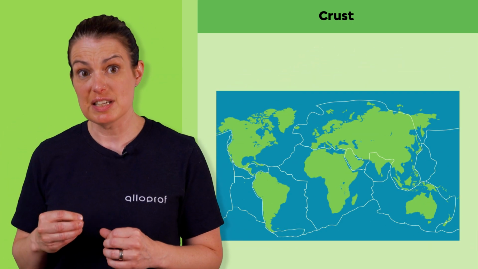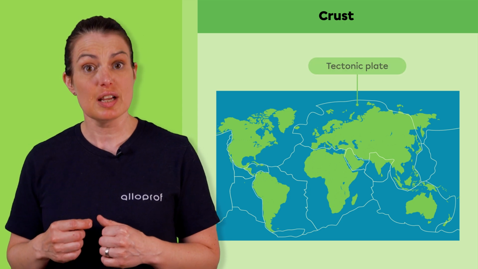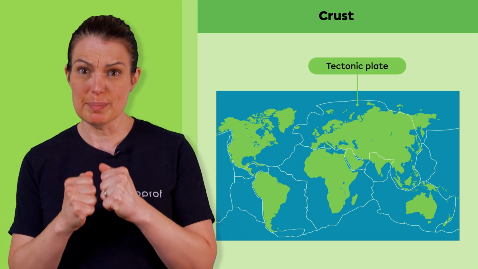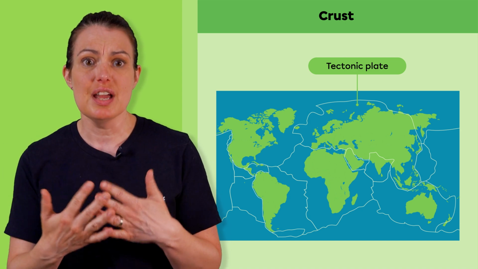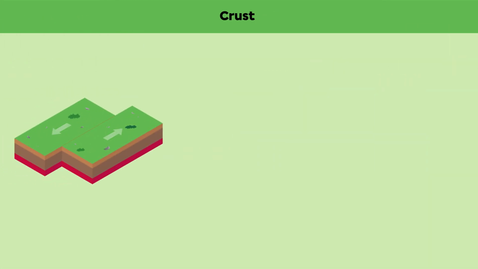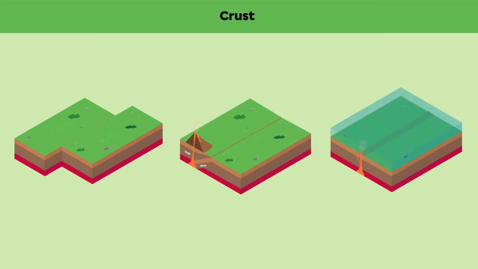The crust is fragmented into multiple pieces called tectonic plates that fit together like the pieces of a puzzle. These plates rub against each other, move and slide over and under each other. This movement causes earthquakes and forms mountain ranges, volcanoes, and mid-oceanic ridges.